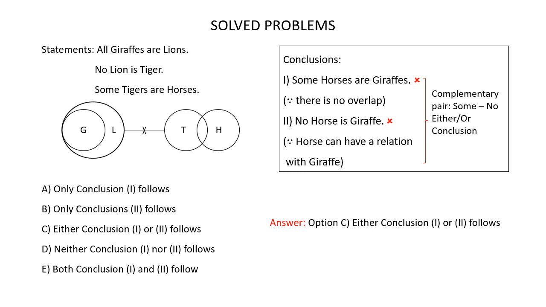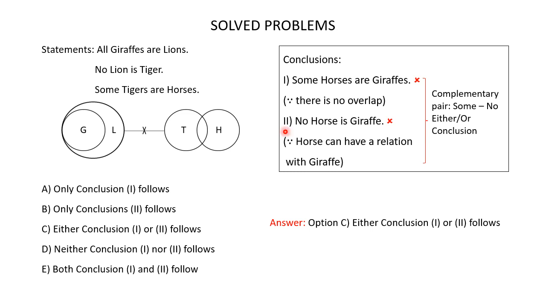Conclusion 1. Some horses are giraffes. So in this Venn diagram, you have horses here and giraffes here. Clearly you can see that there is no overlap between horses and giraffes. So the conclusion some horses are giraffes is wrong. Conclusion 1 does not follow.